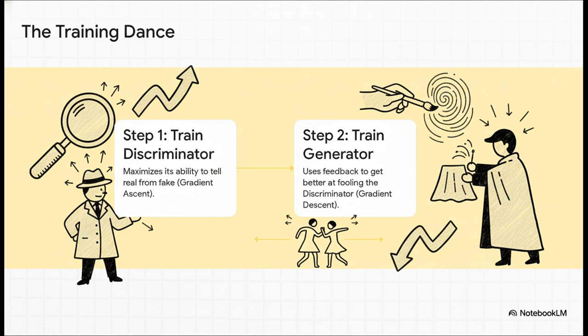Then, in step 2, we flip it. We freeze the now smarter discriminator and train the generator. It makes a fake, gets a score from the discriminator, and uses that feedback to learn how to do better next time. That's gradient descent, because it's trying to push the discriminator score down. And we just repeat this over and over.